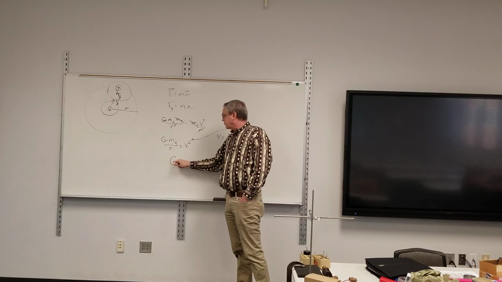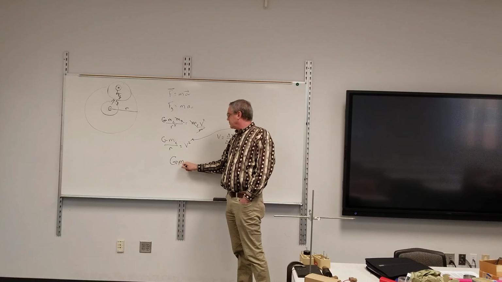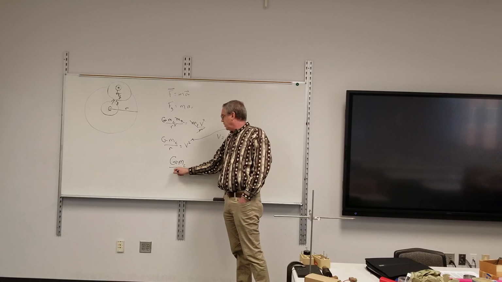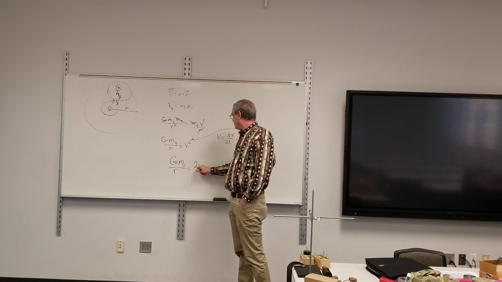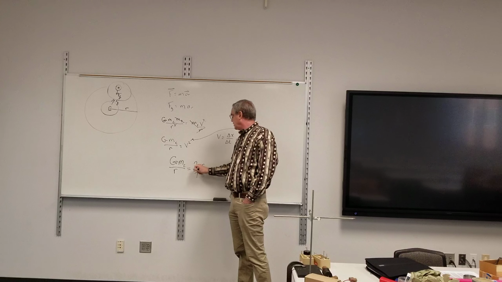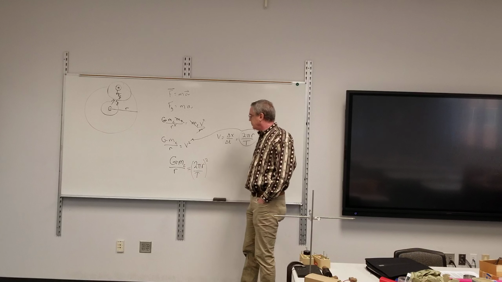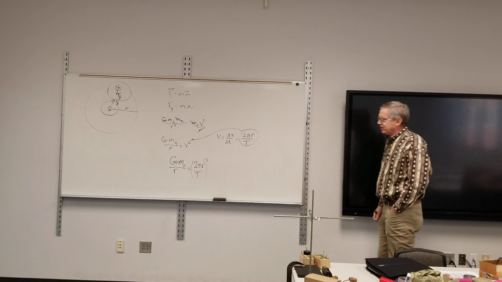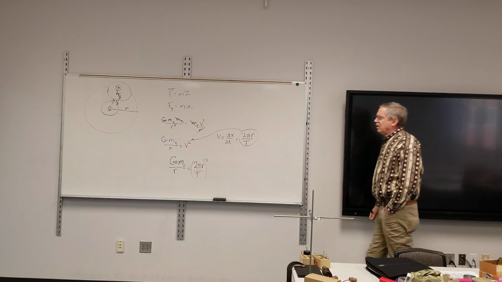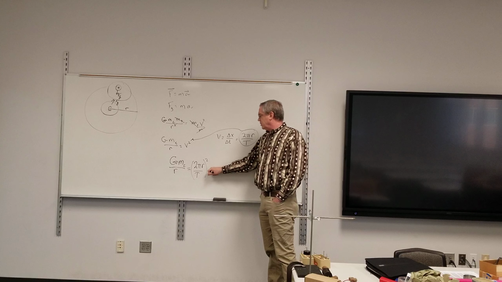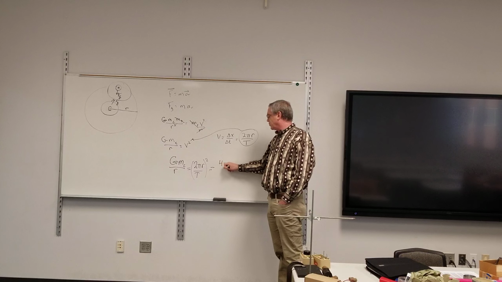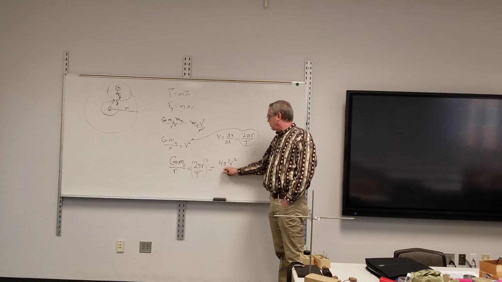So if I plug that in here, we now have the gravitational constant times the mass of that central object over r is equal to 2 pi r over big T, squared. Can't cross out the r's, they're in different areas. So I'll square what's in here, and I get 4 pi squared r squared over T squared.